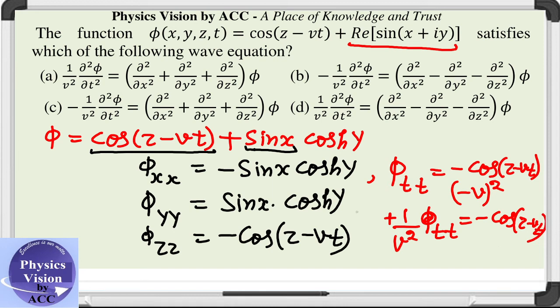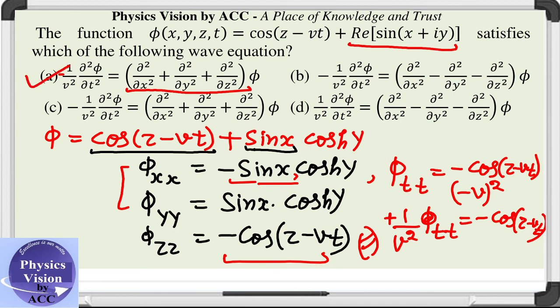Now you can see that these two values will be added up to give you 0, and then these two terms will be equal to each other. Hence we need all the positive signs here and here, and thus A is the correct answer to this question, option A, which is the exact form of the wave equation.